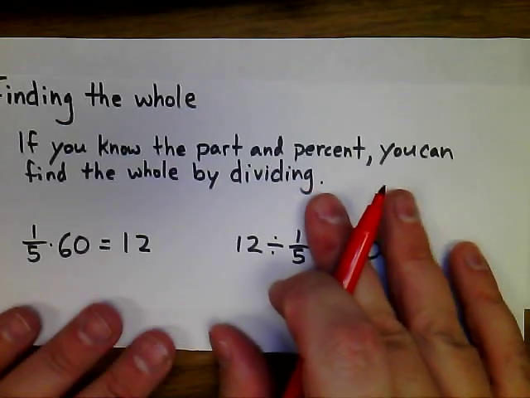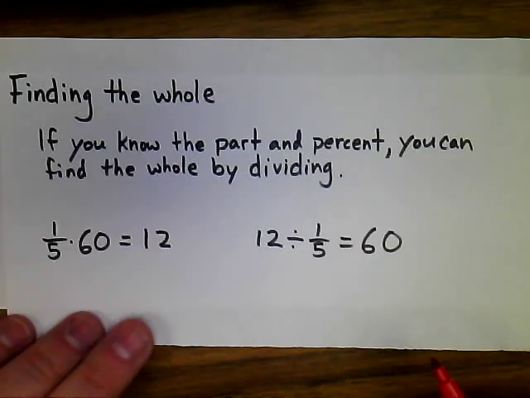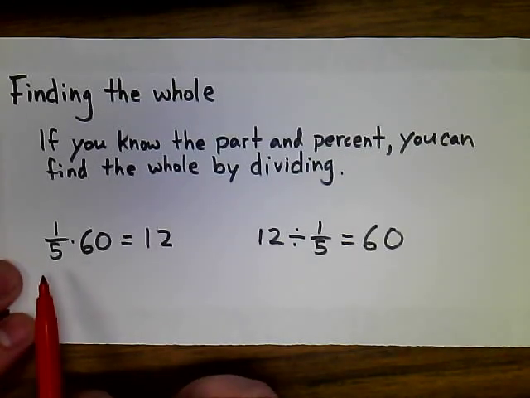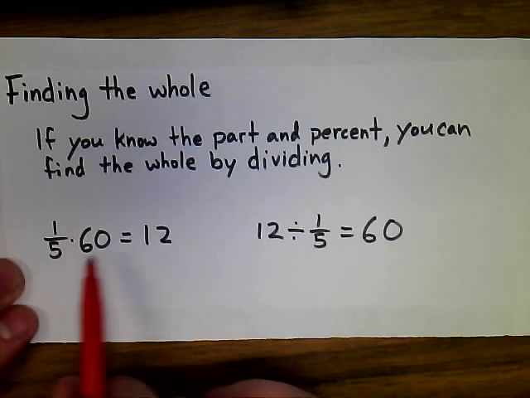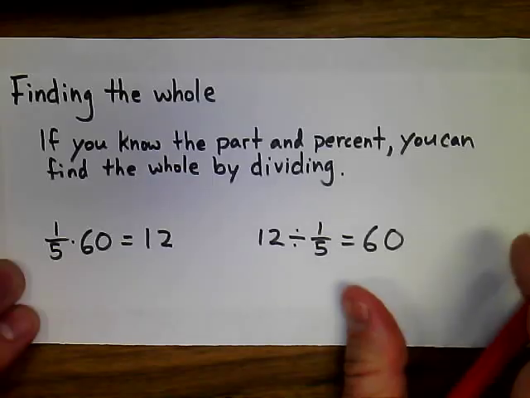Now, the other concept in here is to try to find the whole. If you know the part and the percent, you can find the whole by dividing. So just like you know that 1/5 times 60 is 12, 12 divided by 1/5 equals 60. And it's this concept that we use to solve this.